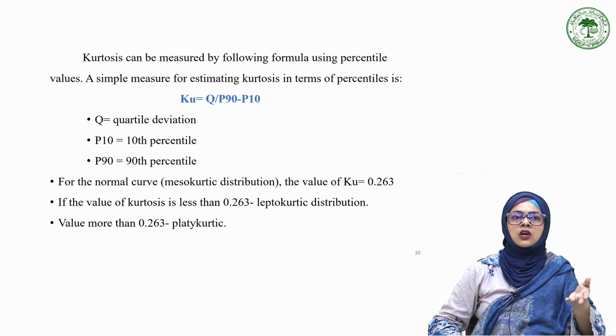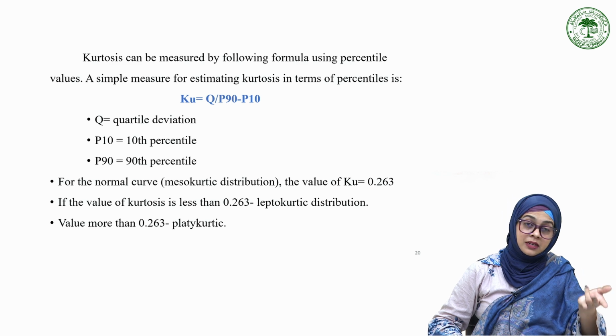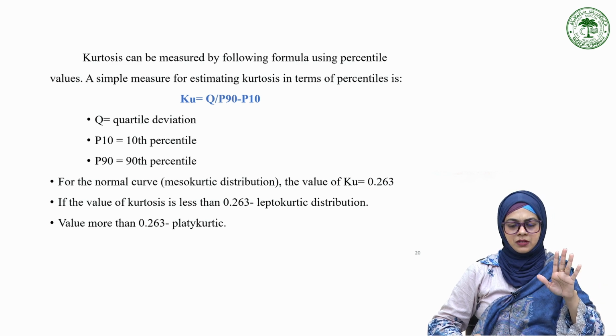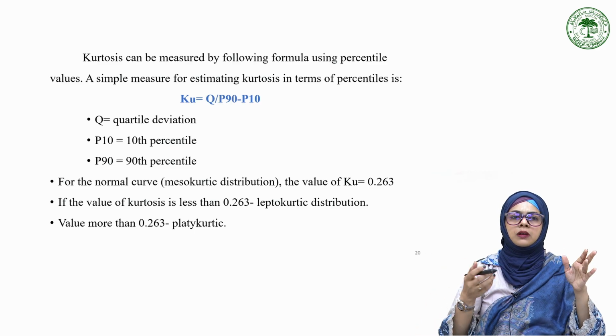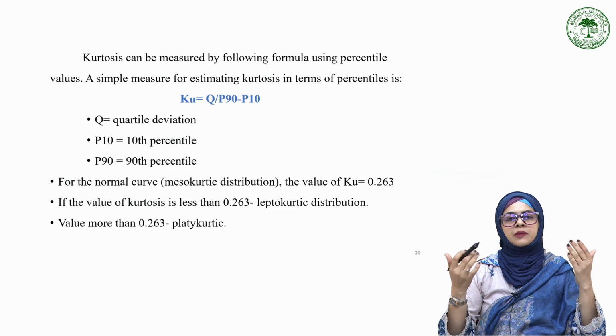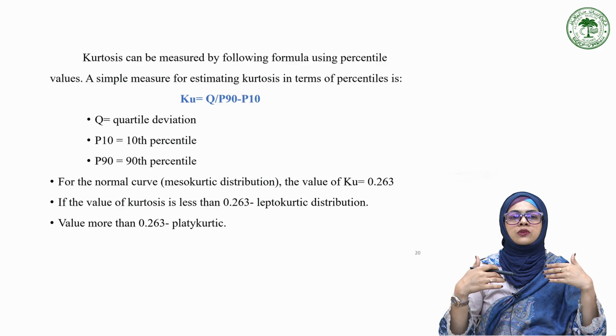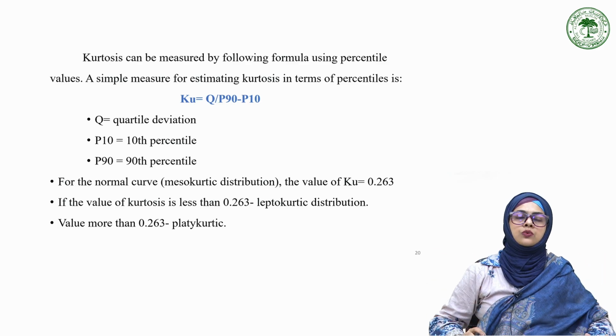So this is another way, just like I said, through percentiles, where the quartile deviation is divided by the 90th percentile minus the 10th percentile. Here, if you get a kurtosis value of 0.263, it is a normal curve. If it is less than 0.263, it is a leptokurtic distribution. And if the value is more than 0.263, it is platykurtic.